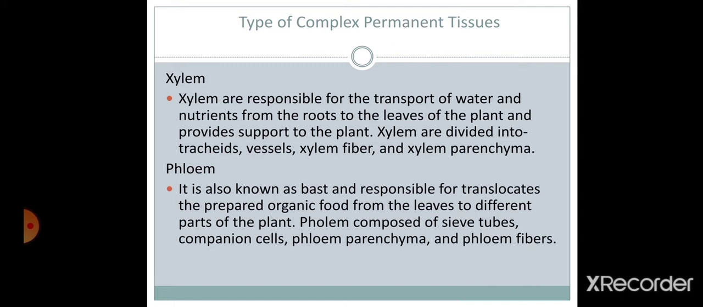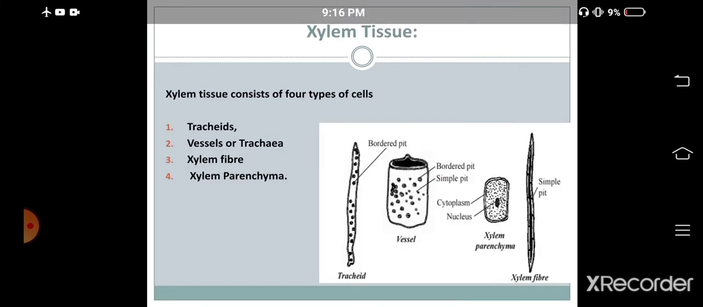They are together known as vascular tissues, and they are found together in distinct formation inside the stem of many plants, and they are known as vascular bundles. So we will discuss xylem and phloem in this class. The first one is xylem.